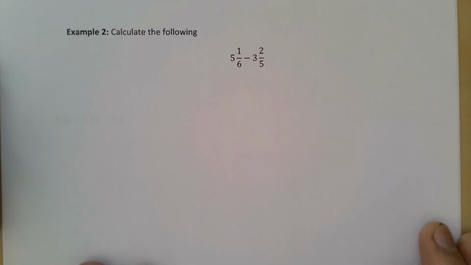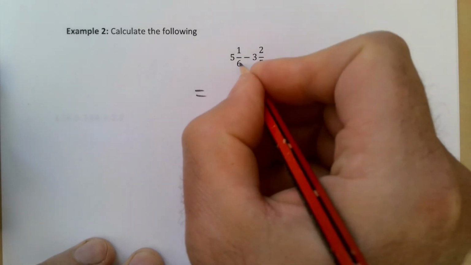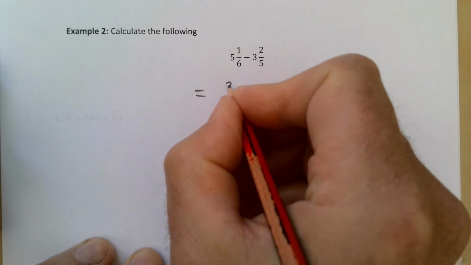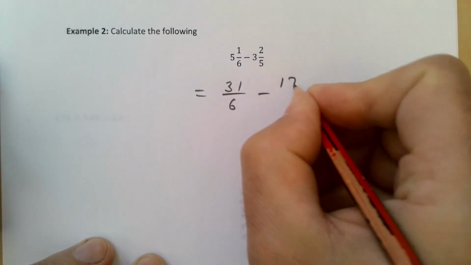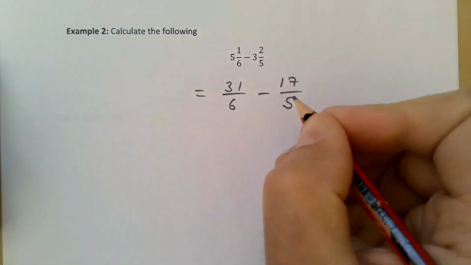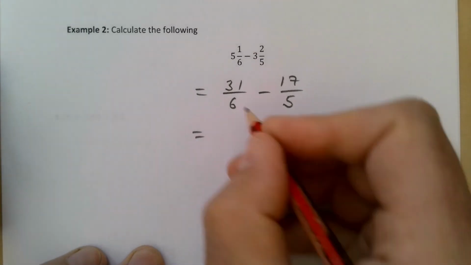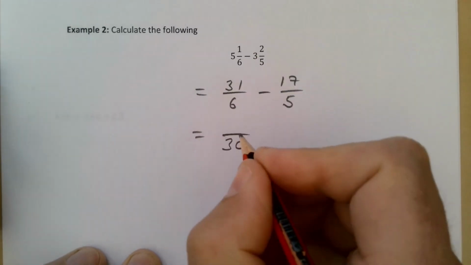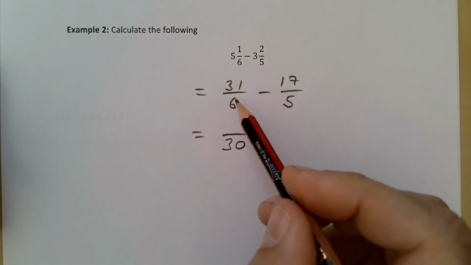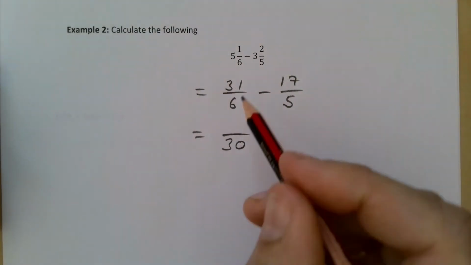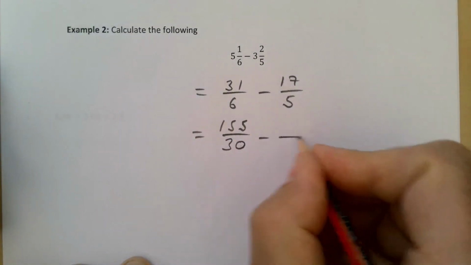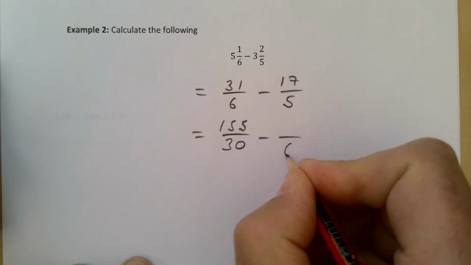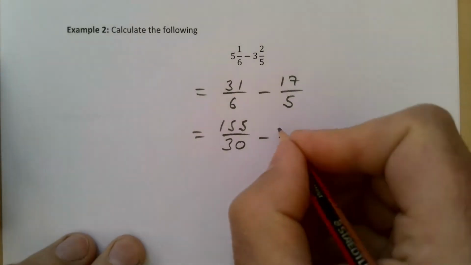Calculate the following then. 5 and a 6th take away 3 and 2/5. 5 times 6 plus 1 is 31 over 6. 3 times 5 is 15 plus 2 is 17 over 5. Again, we're going into the 30ths. I'm timesing this top and bottom by 5. So 5 times 31 is 155. And timesing top and bottom of this one by 6. So I think that gives 102.